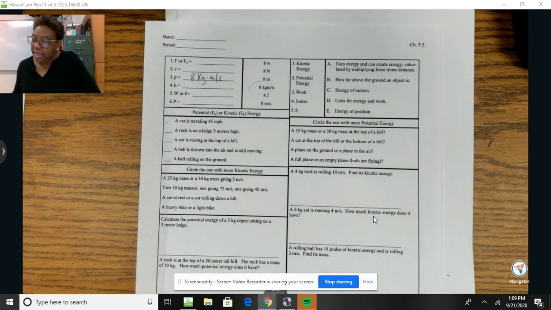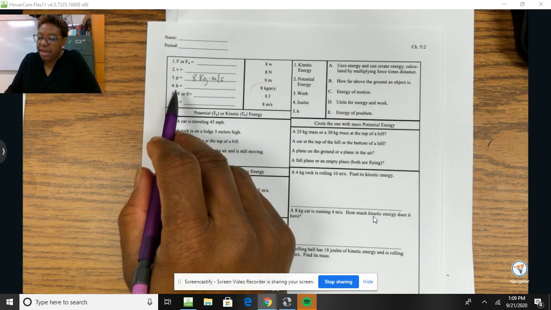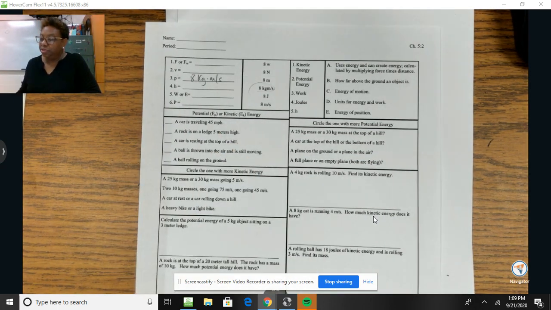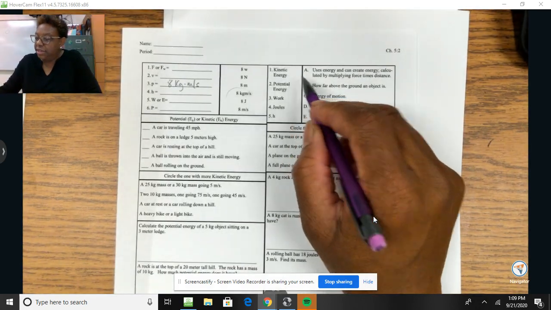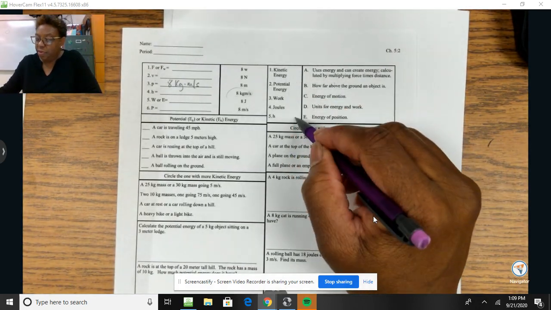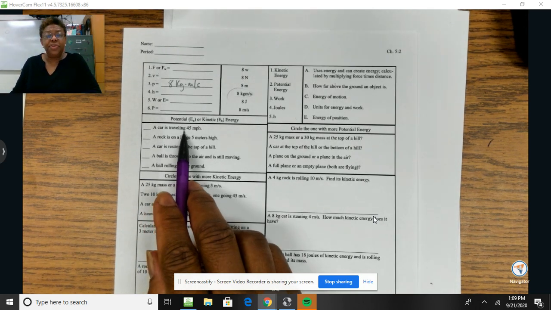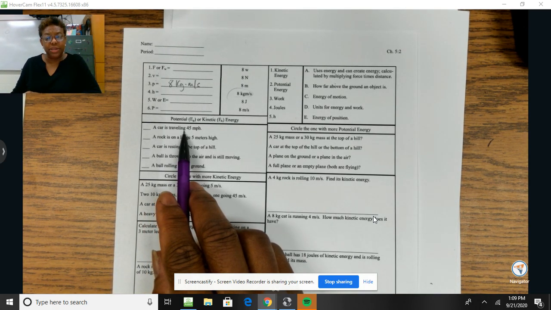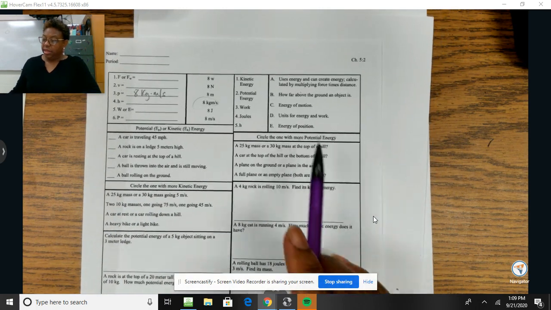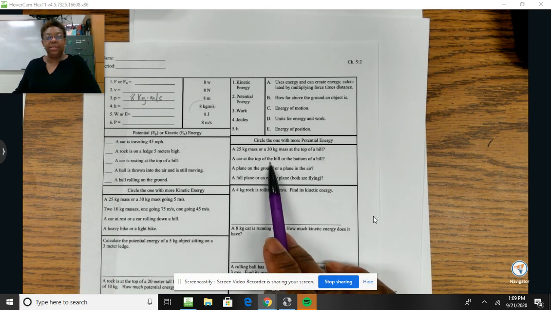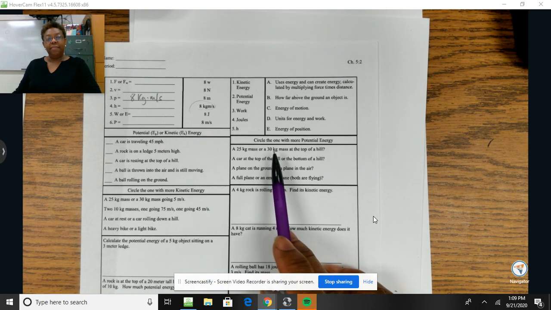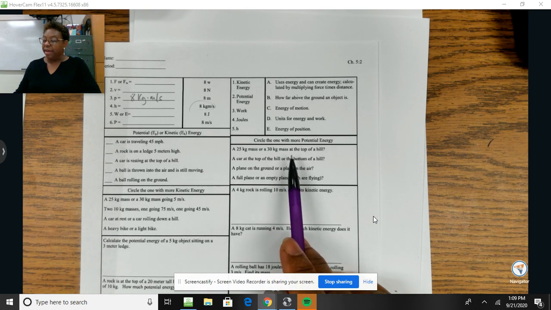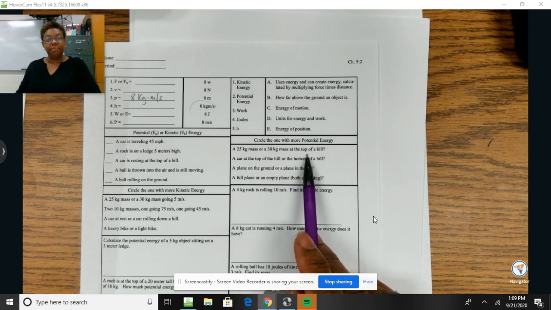But everything else, power, work and energy, height, velocity, force, you should know. Here you're matching the definition with the term. Here you're determining whether the type of energy demonstrated in the scenario is kinetic or potential. In this series, you're determining which of the objects in the scenario have the greatest amount of potential energy.